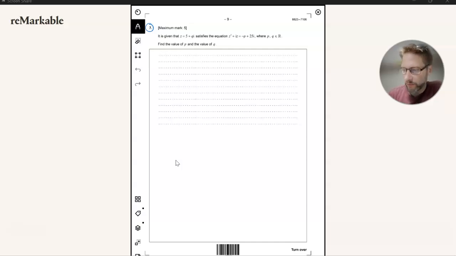So how do we do that? Well, we need to realize that we have to involve this expression for z in this equation that is talking about z. There is no way around just substituting what z is into the equation. So what do we get? We get 5 plus qi, which is z, squared, plus i times z, that is again 5 plus qi, which is equal to minus p plus 25i.